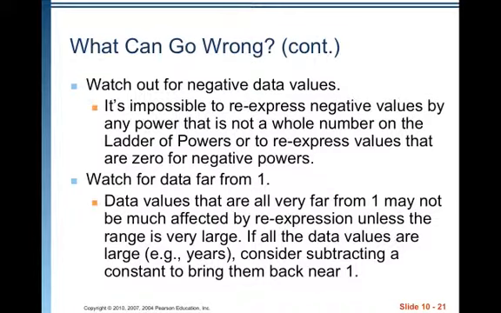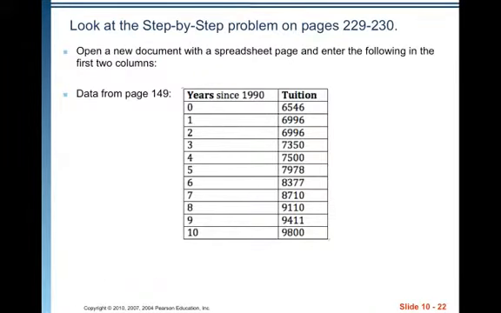Watch out for data far away from 1. Data values that are all very far from 1 may not be much affected by re-expression unless the range is also very large. If all the data values are large, in other words like years, consider subtracting a constant that brings them back near 1. Okay, let's look at the step-by-step problem on pages 229 to 230.